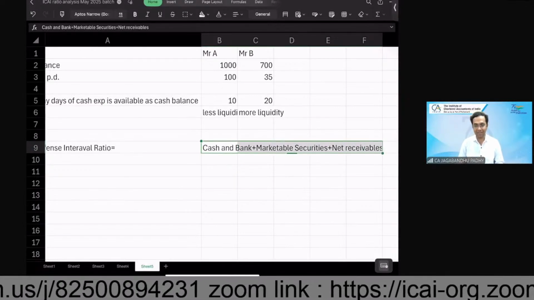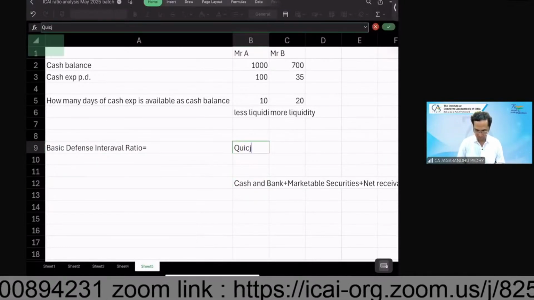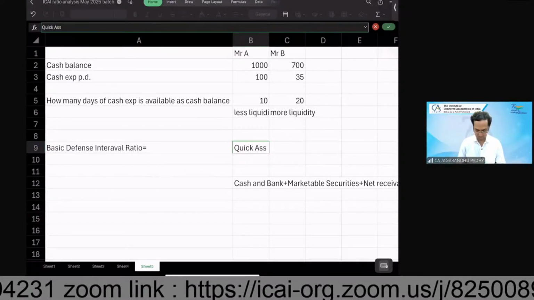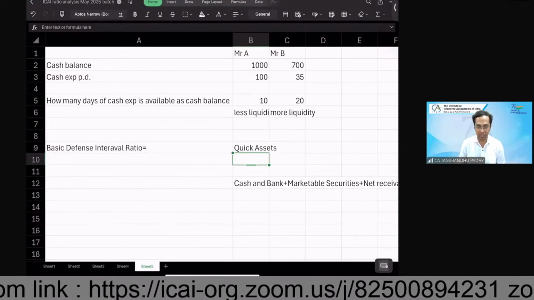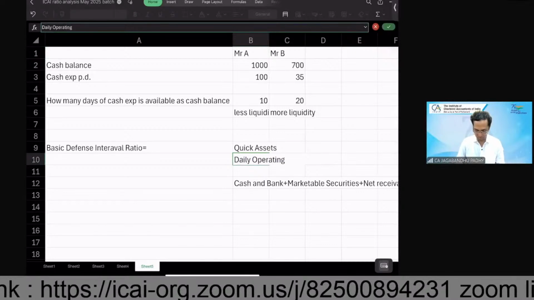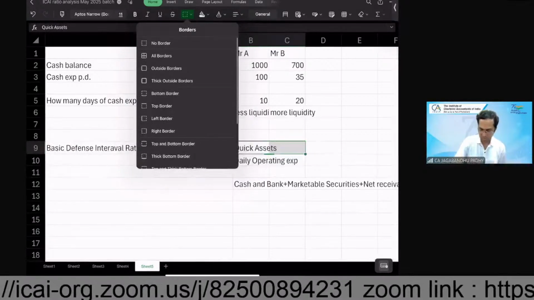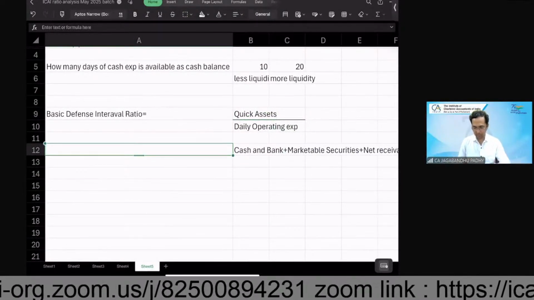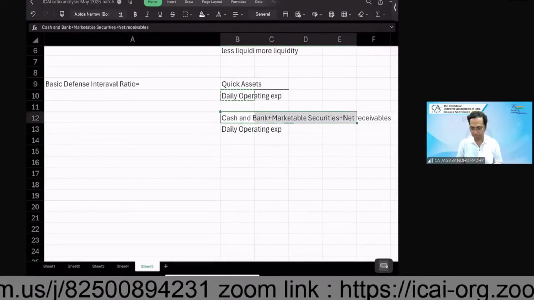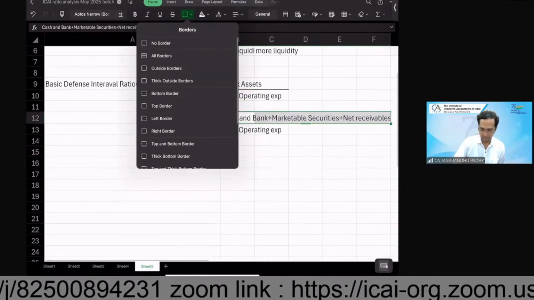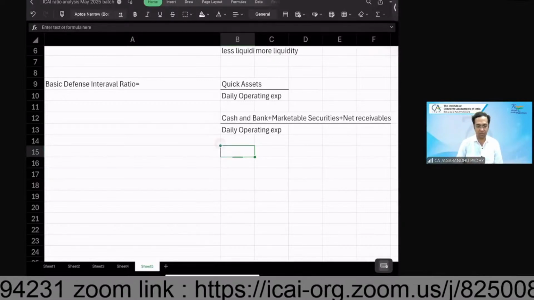This is what quick assets you have. So essentially we want to see how much level of quick assets we have, right? So quick assets, that divided by daily operating expenditure will give you the basic defense interval ratio, right? So here we can say it is cash plus bank plus marketable securities plus net receivables upon daily expenditure, right?